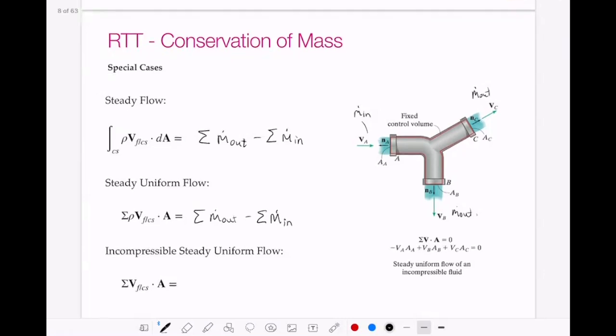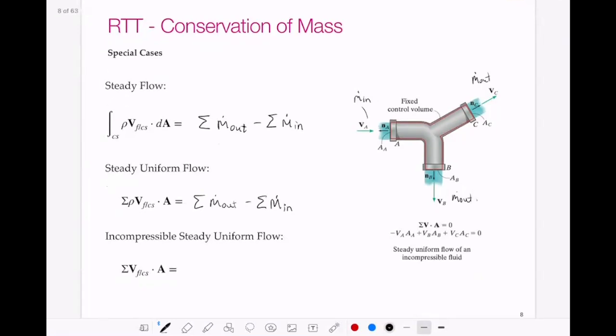And then lastly, if we have incompressible, steady, and uniform flow, that means the density of our fluid at all of the inlets and outlets, plus throughout our control volume, will be constant. So if the density is constant, then we can rewrite our mass flow rates as our volume flow rates times our density. So m dot equals rho Q. And if we do that, we can divide both sides by rho, and all we're left with is the sum of our volume flow rates out minus our volume flow rates in. I shouldn't put a dot above Q because it's already a rate term.